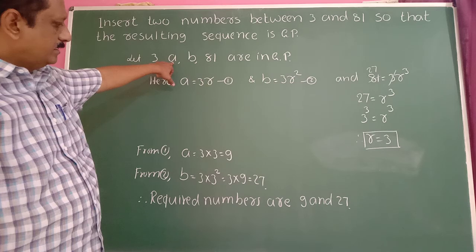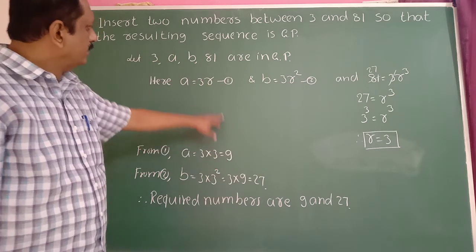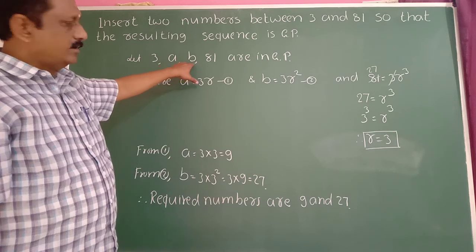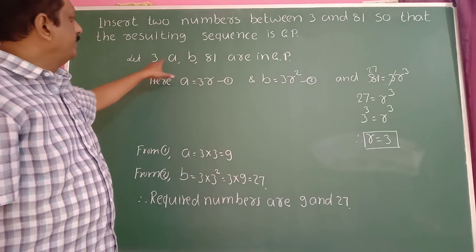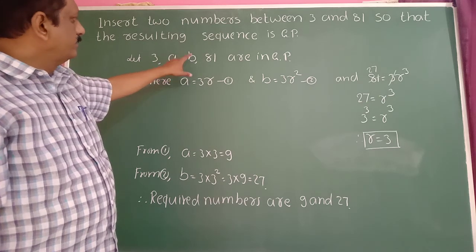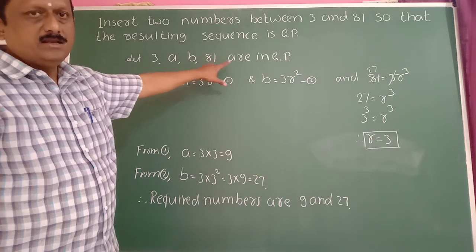A value is 9, b value is 27. Therefore 9 and 27, these are numbers in between 3 and 81, so that 3, 9, 27, 81, they are in GP.